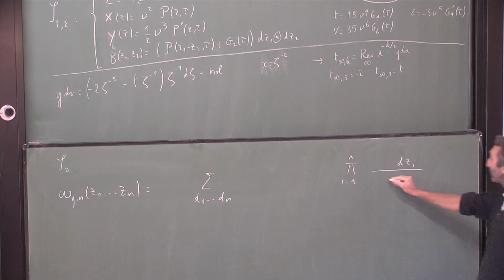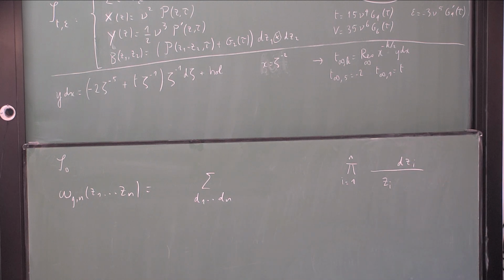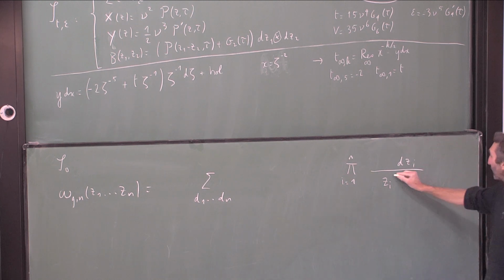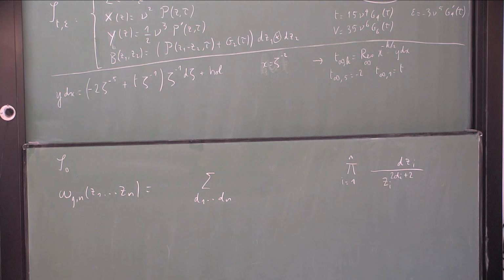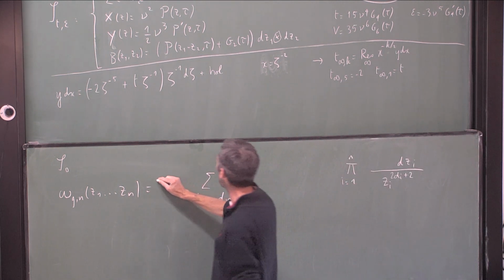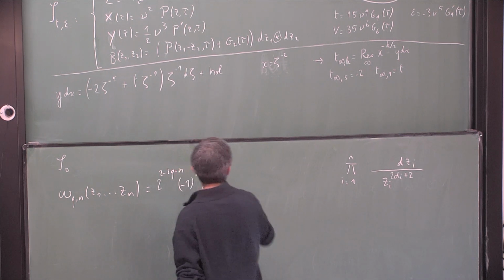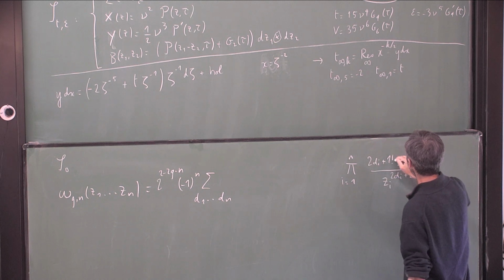So you have only powers of z_i, so basically it will be a polynomial in one over z_i. In fact, what I didn't say, it has also to be odd under the involution, so you cannot have even powers. Okay? I like to put 2 to the 2 minus 2g minus n and the minus 1 to the n. And here I like to put (2d_i plus 1) double factorial.